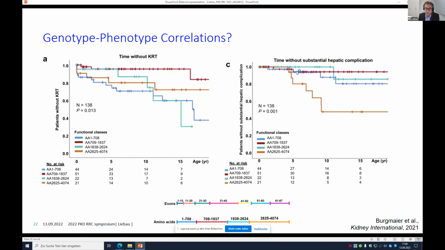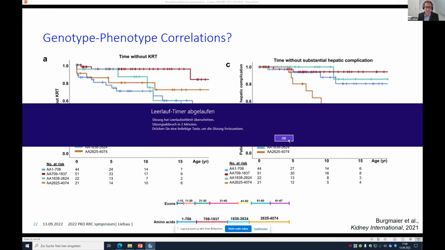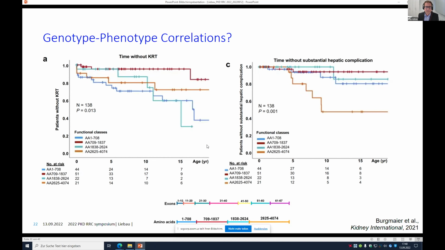Is the localization of a missense variant important? Here it seems to be the case. I'm sorry, I saw some information here on the slide. It seems to be the case. So we found that patients who either had 2 missense variants or 1 null and 1 missense variant affecting this second part of fibrocystin had a better renal course than the other cohorts.